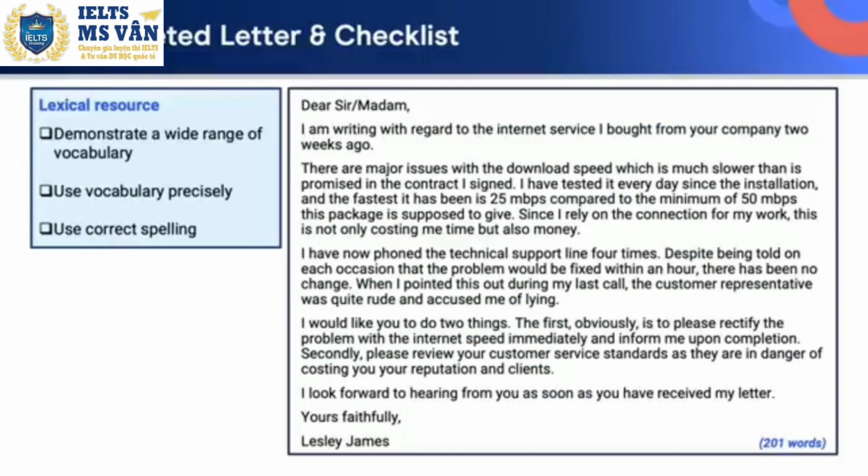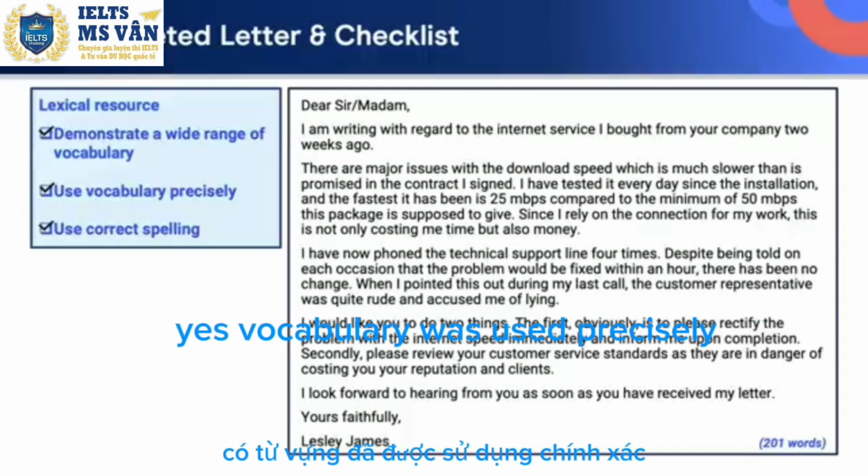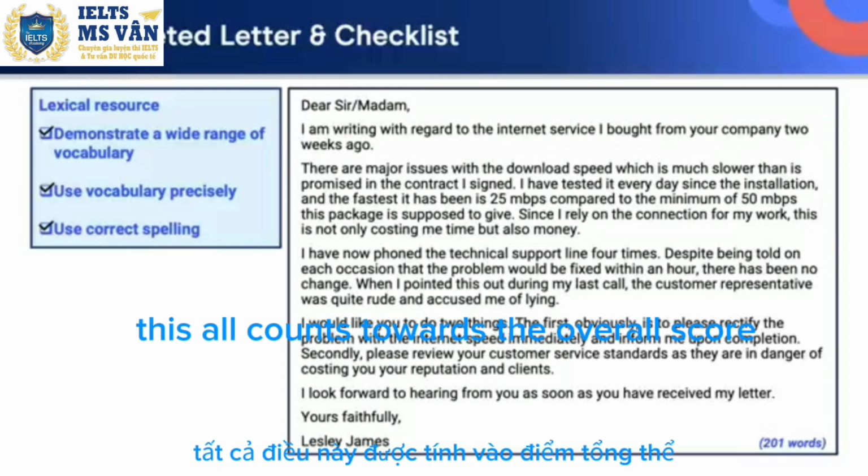Let's turn our attention towards the use of language. Did the sample include a wide range of vocabulary and grammar, and was it used accurately? Yes. Vocabulary was used precisely and it was done with correct spelling. This all counts towards the overall score.